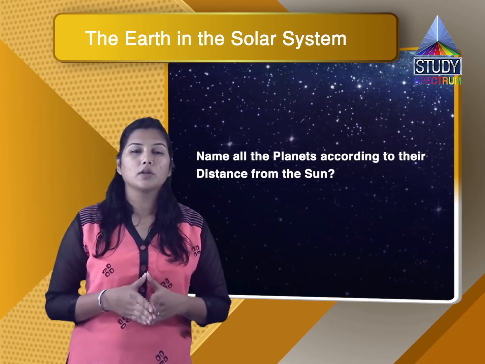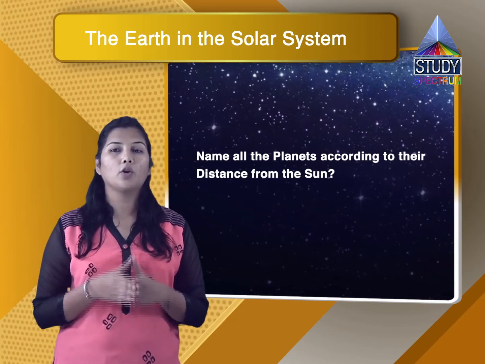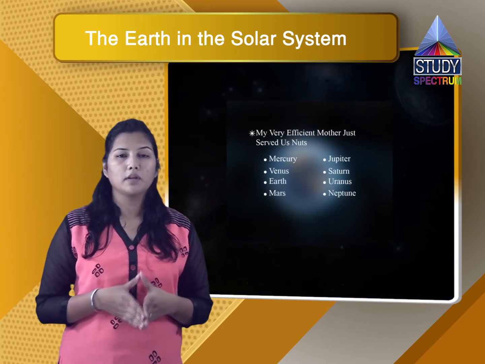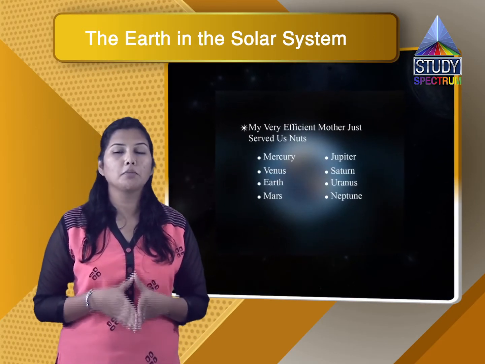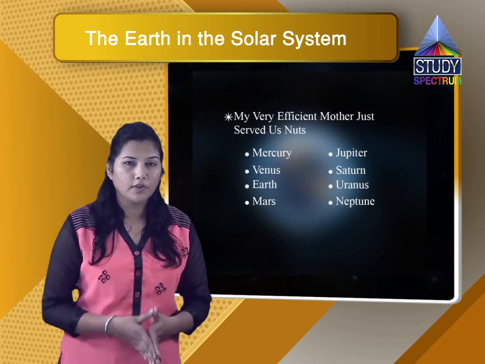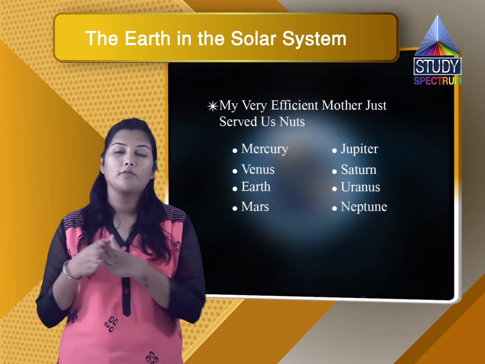The next question is, name all the planets according to their distance from the Sun. The easiest way to remember them is: My Very Efficient Mother Just Served Us Nuts. Take the first letter from each word. It stands for each planet.